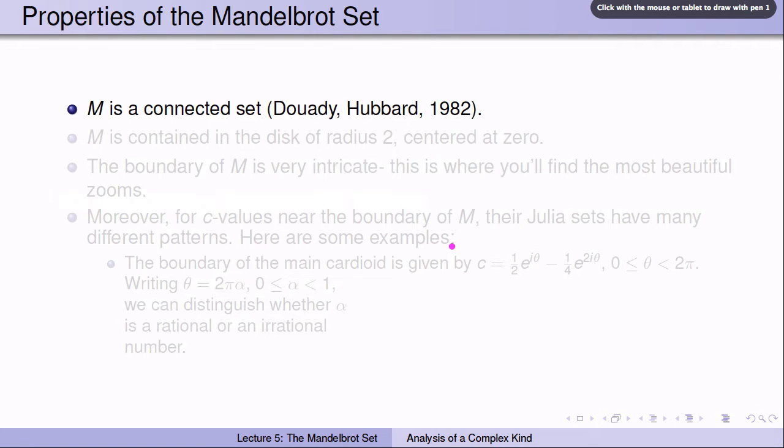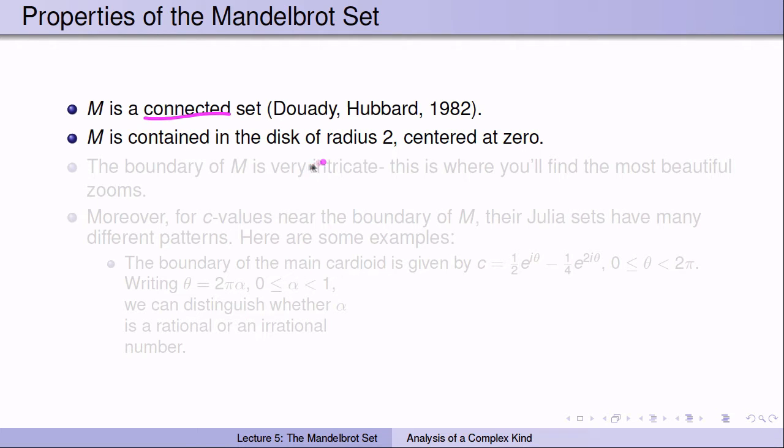Here are some properties of the Mandelbrot set. The Mandelbrot set is a connected set. It's all in one piece. It took a while for this to be actually proved. The first images of the Mandelbrot set were not as accurate as the ones that we can calculate with today's powerful computers, and it didn't necessarily look connected at first, but it has been proven to be connected by Douady and Hubbard in 1982.